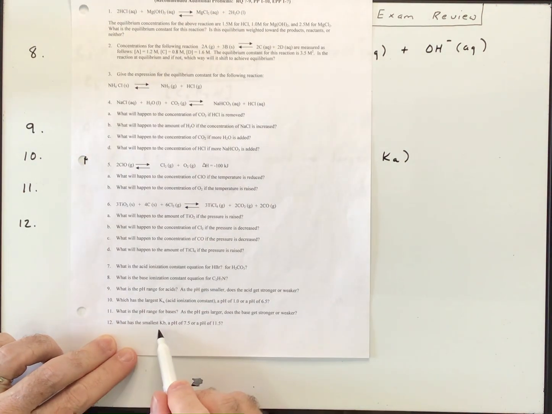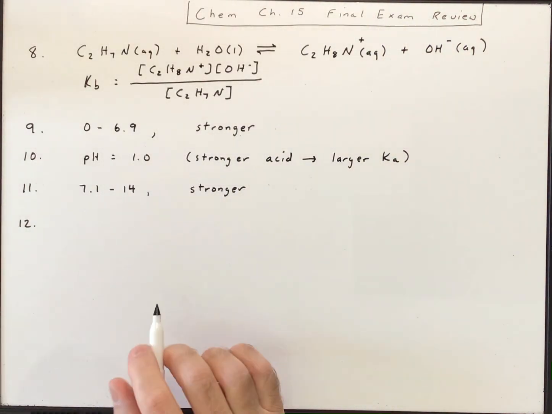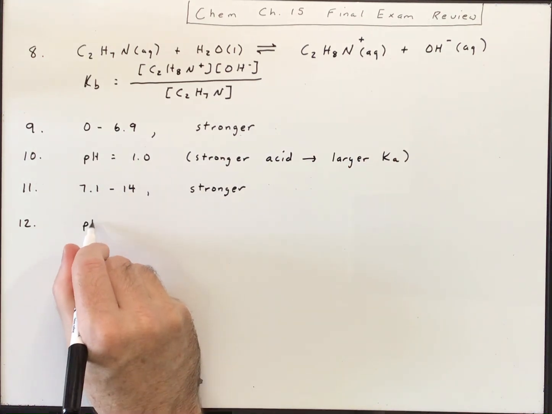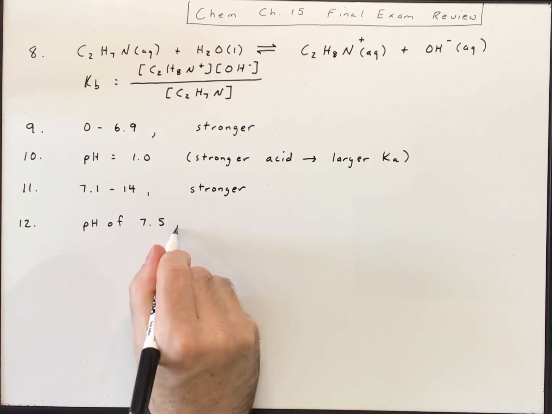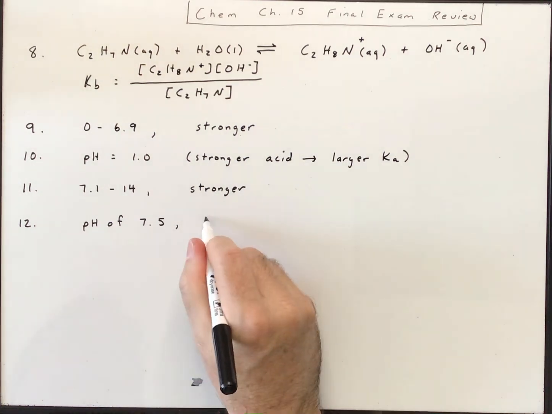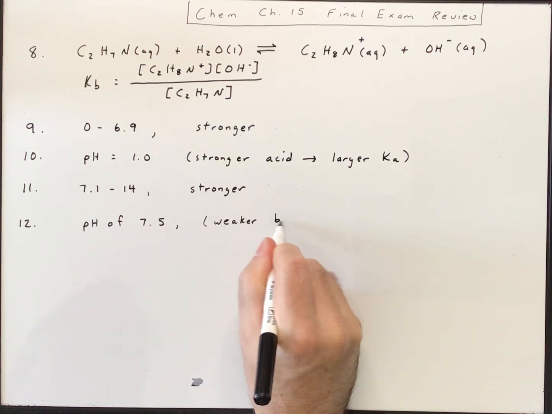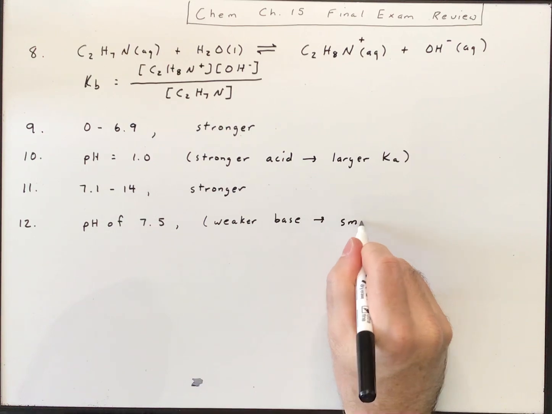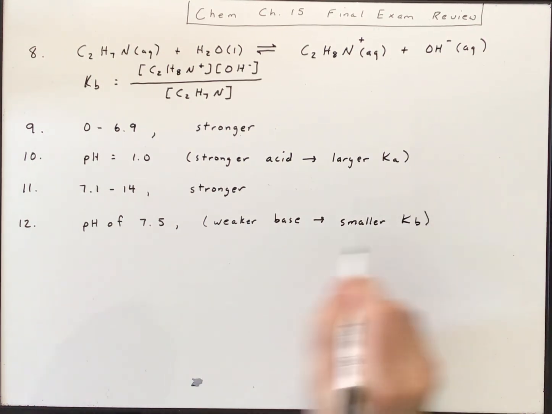What is the smallest K sub B? pH of 7.5 or pH of 11.5? Well, the smaller the K sub B, the weaker the base. So that would be a pH of 7.5. So weaker base means a smaller K sub B and a lower pH.